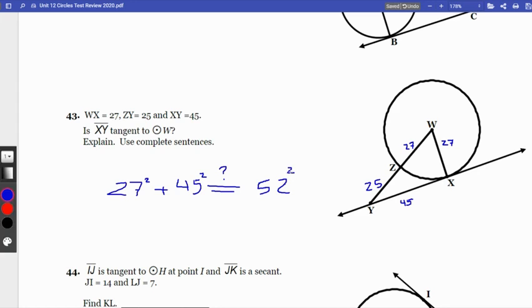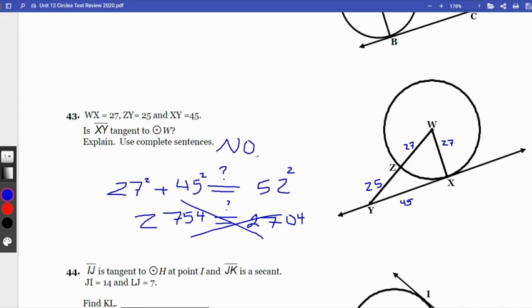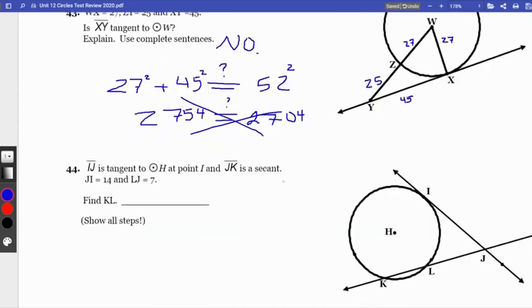52 squared. So 27 squared plus 45 squared. So on the left side of the equation, I get 2,754. Is that equal to 52 squared, which I got to be 2,704, and it's not. So because the line is not perpendicular to that radius, it is not a tangent to the circle.